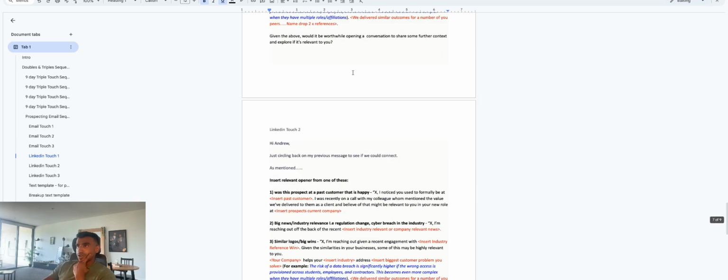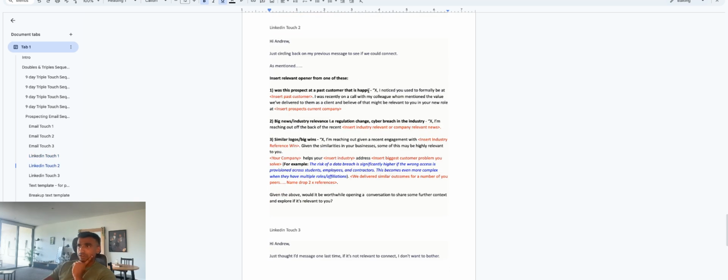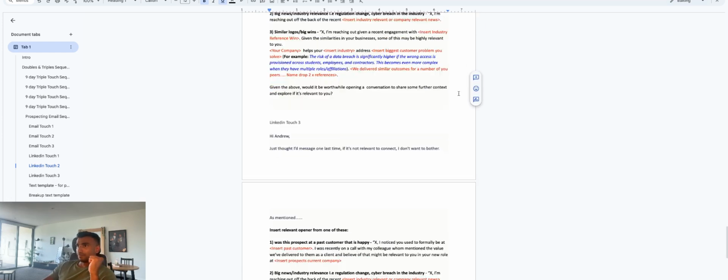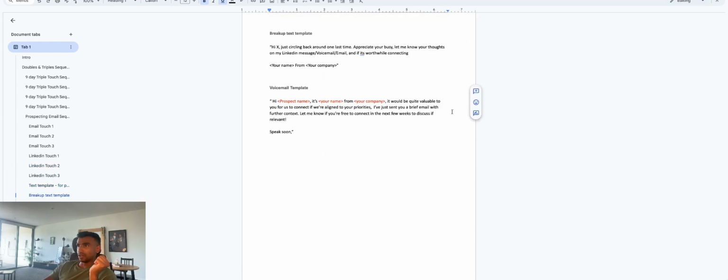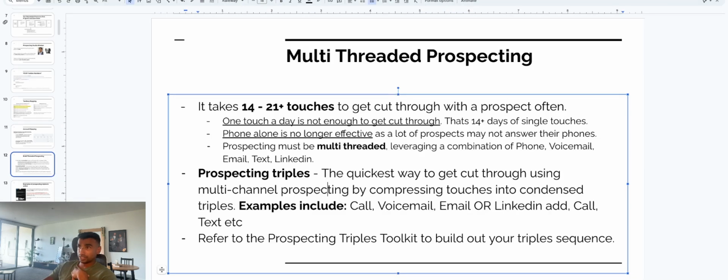I don't know if I'll include this, maybe not, we'll see. But essentially this is what you go about doing. Actually, you know what? I will include this. I'm feeling charitable, and I do want you guys to get access to this stuff. I'm not going to go through and explain every little element of this just yet. I might do this at the end of this video, but I just want to highlight how prospecting triples works, right? Triples is the best way to actually get cut through.